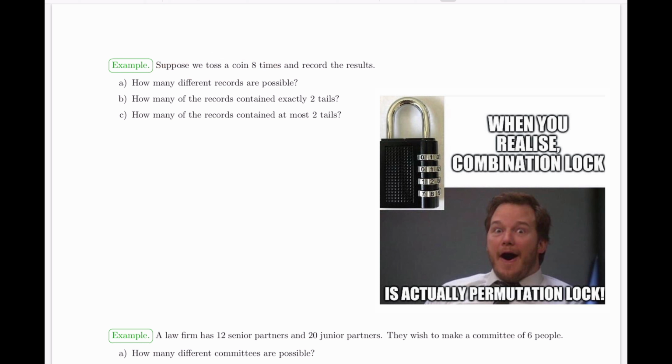Suppose we toss a coin 8 times and record the results. How many different records are possible?